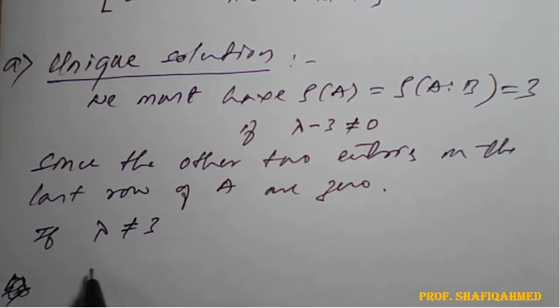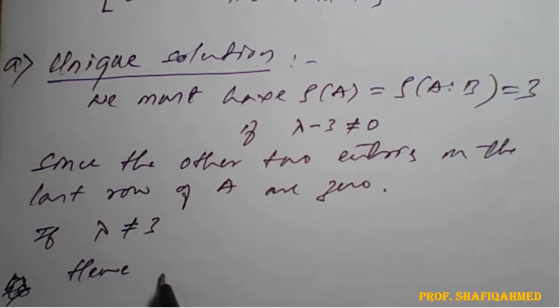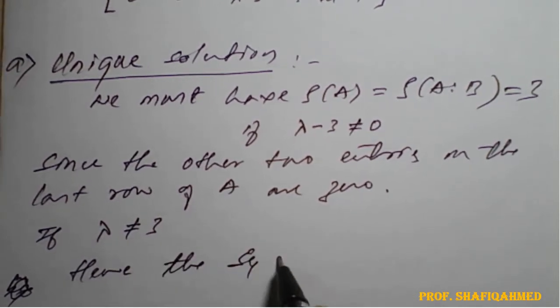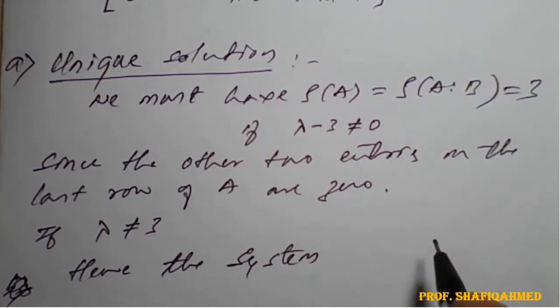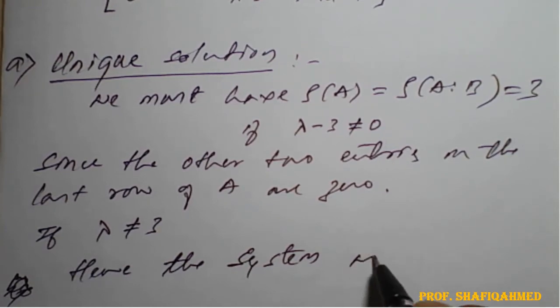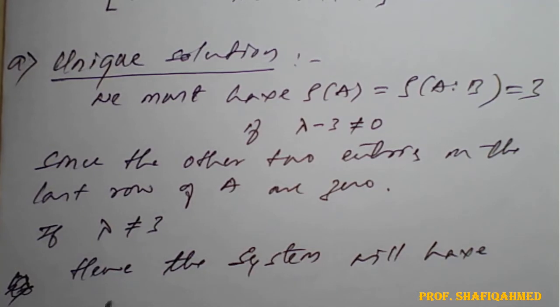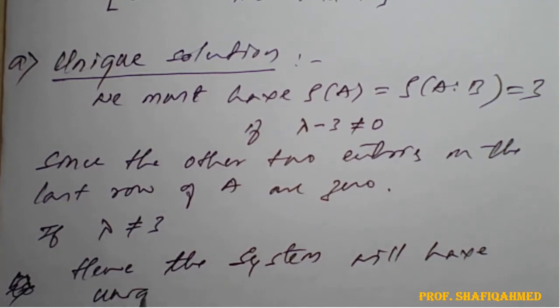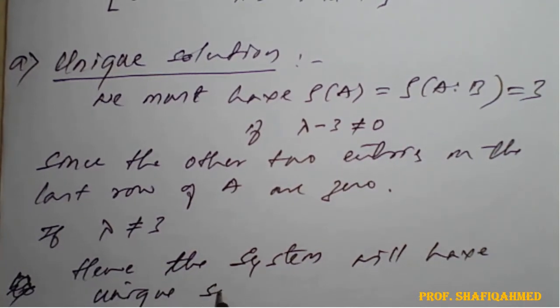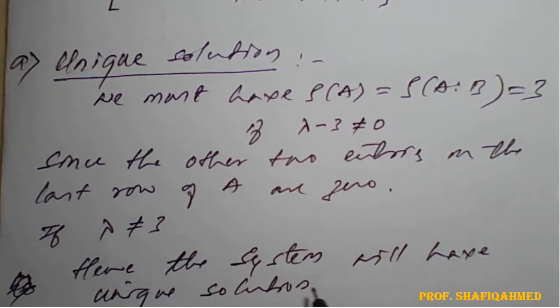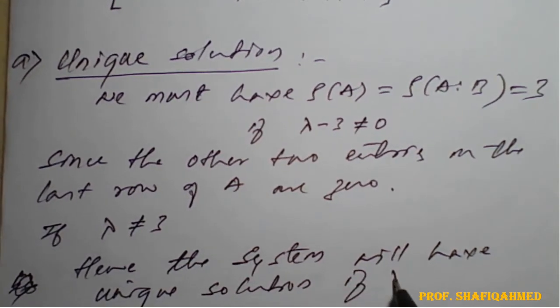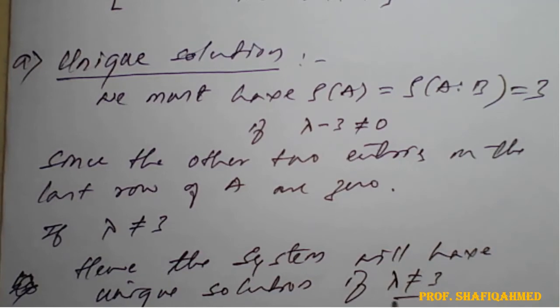Before going ahead, I want to conclude here. Hence the system will have a unique solution if lambda is not equal to 3. Condition applies.